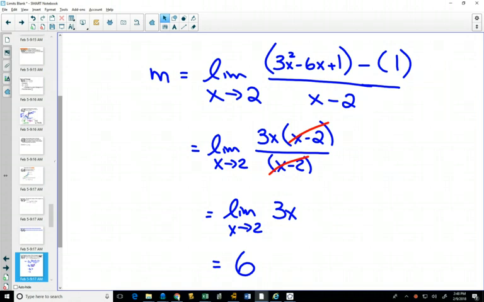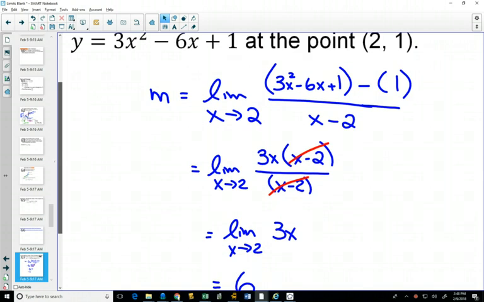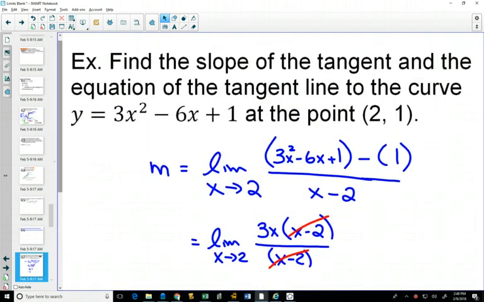Now, there's some of you that have already taken some calculus, right? And you know how you could find the slope using our calculus techniques. But what we're doing right now is building up to that idea. Yes? You have to do it this way right now. Okay?